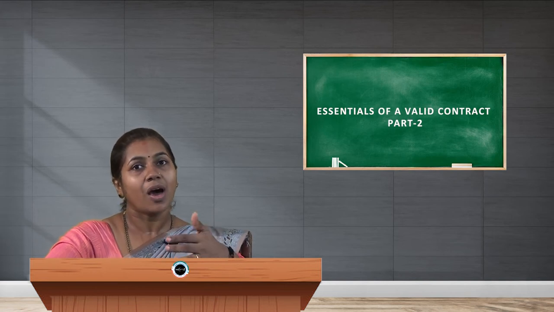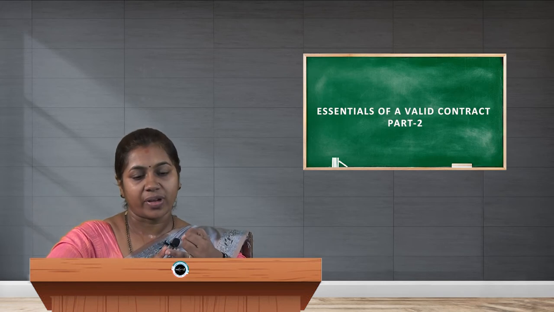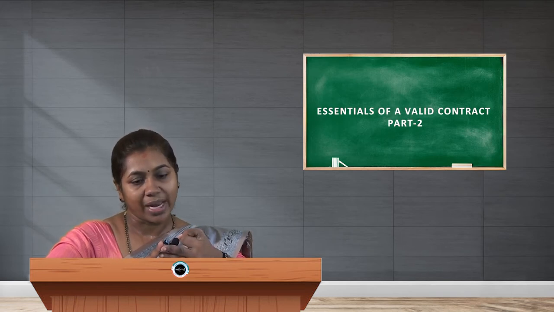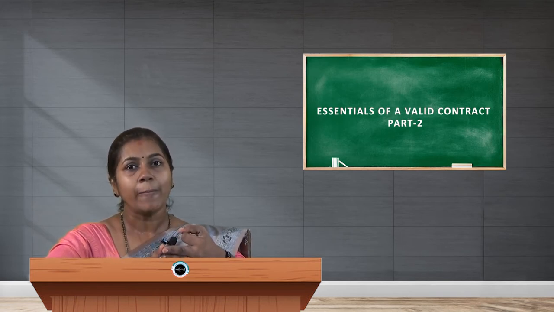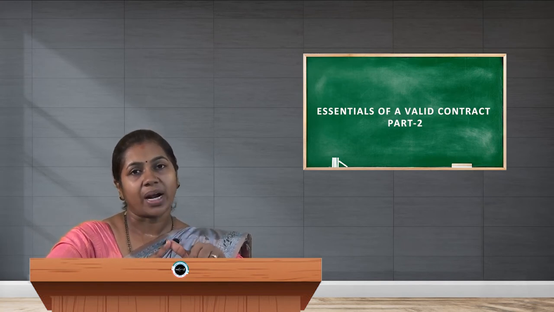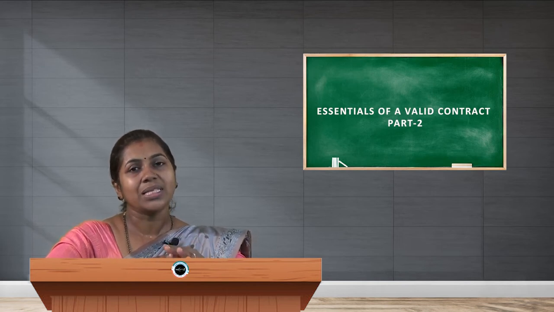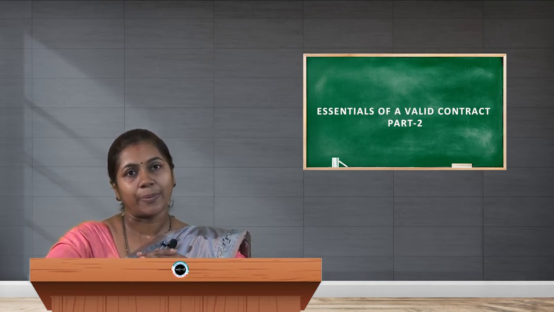In the last video, we discussed plurality of parties, offer and acceptance, intention to create legal obligation, lawful consideration, and capacity of the parties to enter into the contract. Now, I'm going to discuss the remaining points.